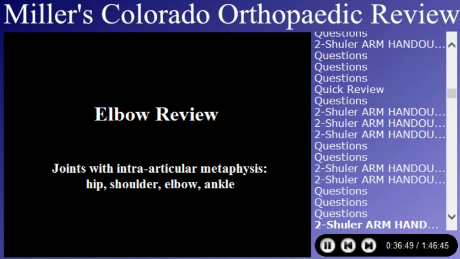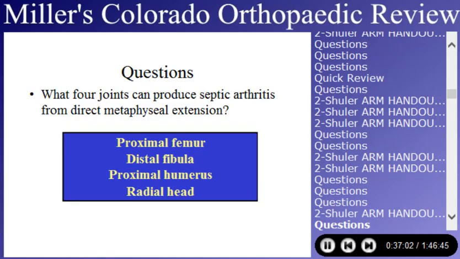Elbow review. Joints, one of the testable items that is more on the pediatrics side, you've got to know which joints have intra-articular metaphysis. That way, if you have osteomyelitis, you can have direct septic arthritis extension. Those joints are the hip, the shoulder, the elbow, and the ankle. These 4 joints can produce septic arthritis from direct metaphyseal extension. This is more from your pediatric lectures. Proximal femur, distal fibula, proximal humerus, and radial head.